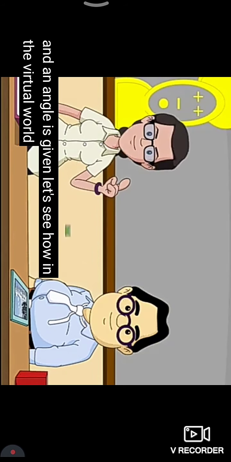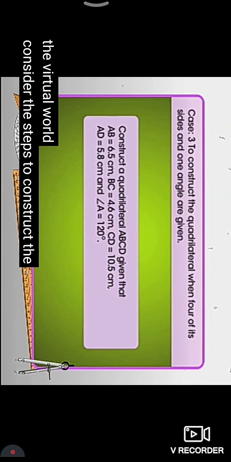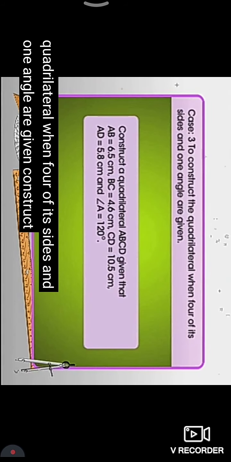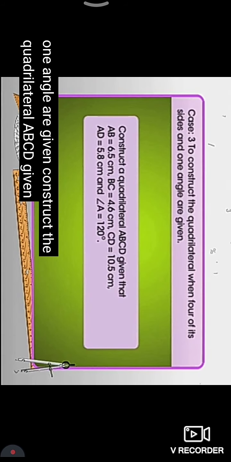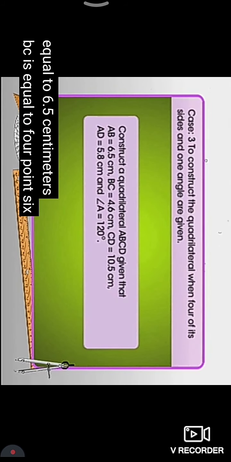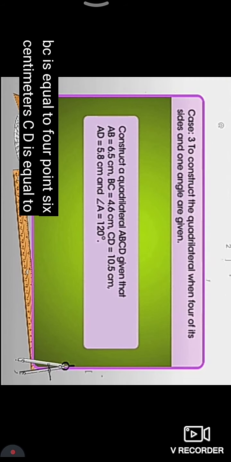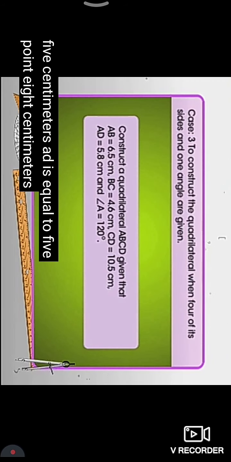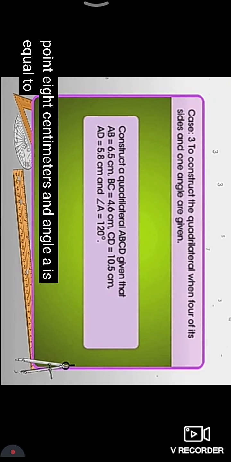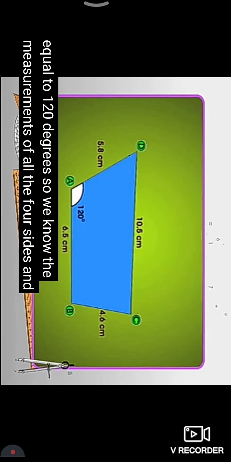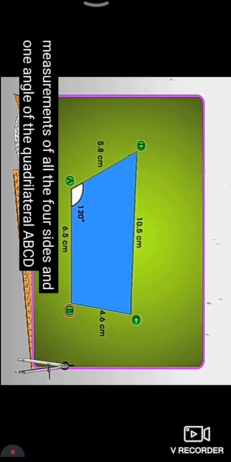Let's see how in the virtual world. Consider the steps to construct the quadrilateral when 4 of its sides and 1 angle are given. Construct the quadrilateral ABCD given that AB is equal to 6.5 centimeters, BC is equal to 4.6 centimeters, CD is equal to 10.5 centimeters, AD is equal to 5.8 centimeters, and angle A is equal to 120 degrees. So we know the measurements of all the 4 sides and 1 angle of the quadrilateral ABCD.